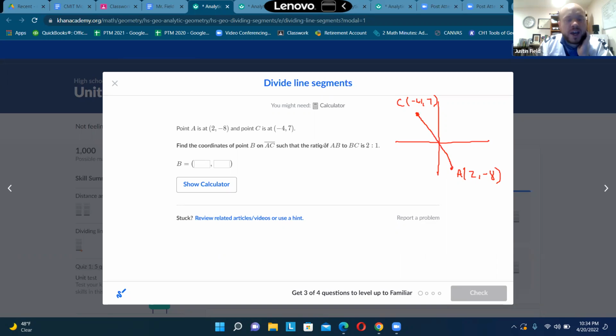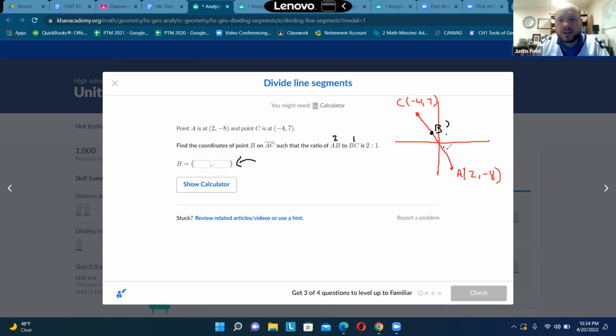It's good enough. Find the coordinates of B on AC such that the ratio of AB to BC is 2 to 1. I like this problem. AB is the 2 and BC is the 1. AB is longer than BC. Maybe I'll put it like right there. Is that where B is? And what are the coordinates? That's what we want to find out.